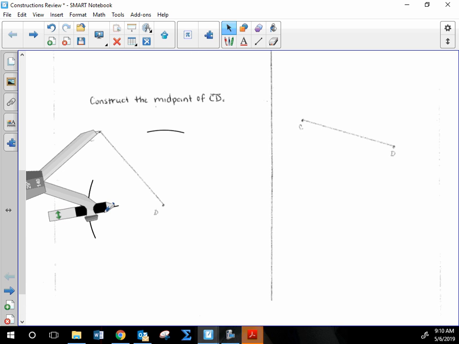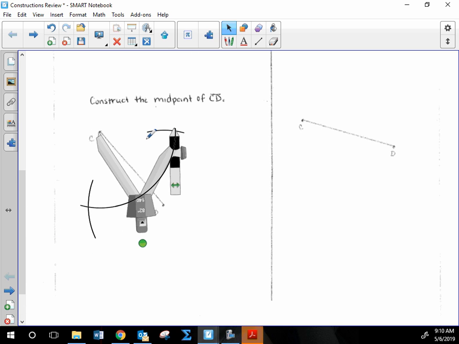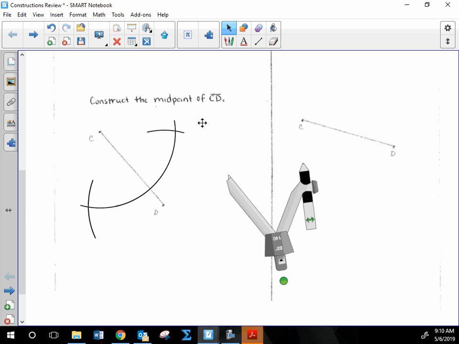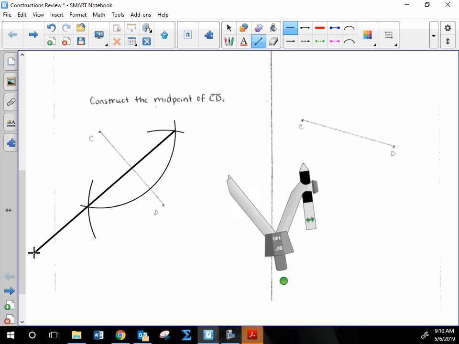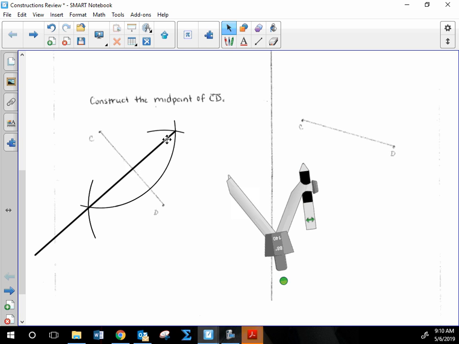I've lost my compass, so I'm going to go ahead and draw. Ideally, you don't want to draw that whole arc. And then we just connect those two together. Is that the same thing you do for perpendicular bisector? Yep. So it's going to be the same for perpendicular bisector, bisecting the segment, and midpoint.